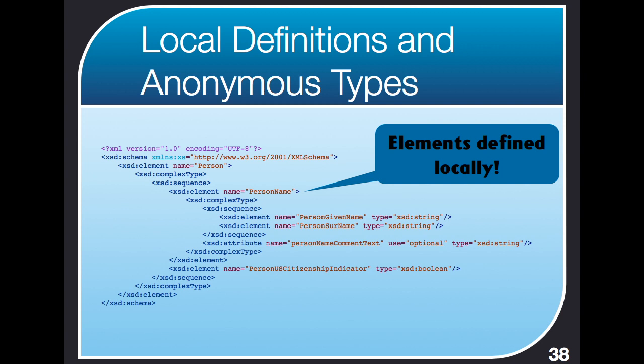Now what's the problem with that? Well, the problem with that is that the person name element is defined locally inside a person, so it can't be used anywhere else. We can't reuse it. It's not a reusable object that we could use in some other context.